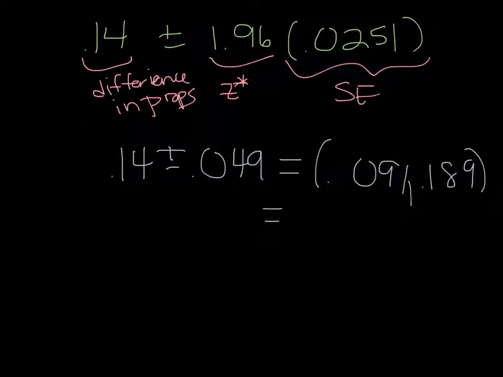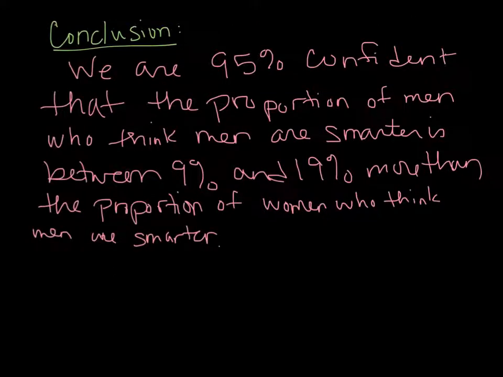If you want, to be honest, 2 decimal places is a lot easier when you're working with confidence intervals, because then you can think of them in terms of percentages. So this is the conclusion that I would write. I think this is a good model conclusion. It says we are 95% confident that the proportion of men who think men are smarter is between 9% and 19% more than the proportion of women who think men are smarter.